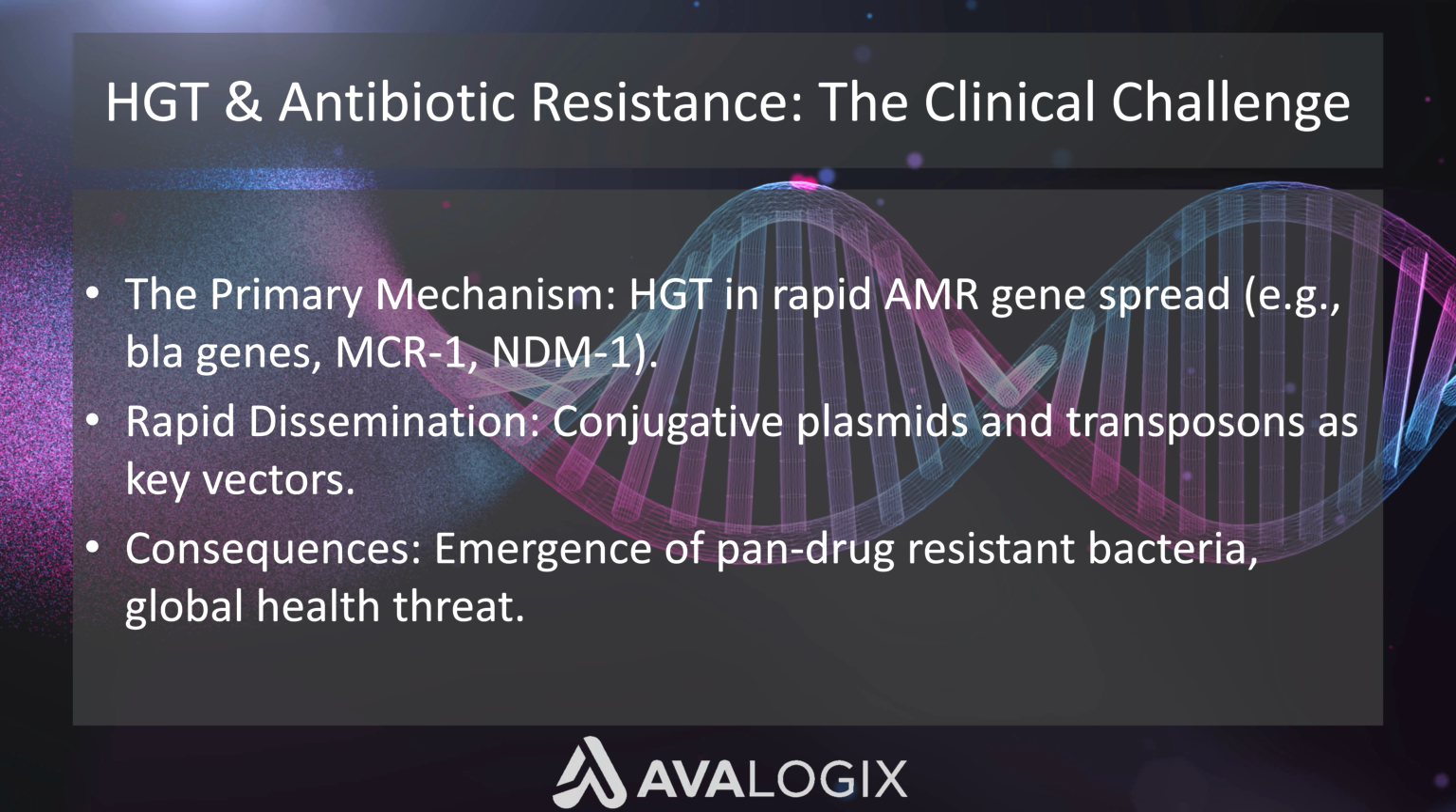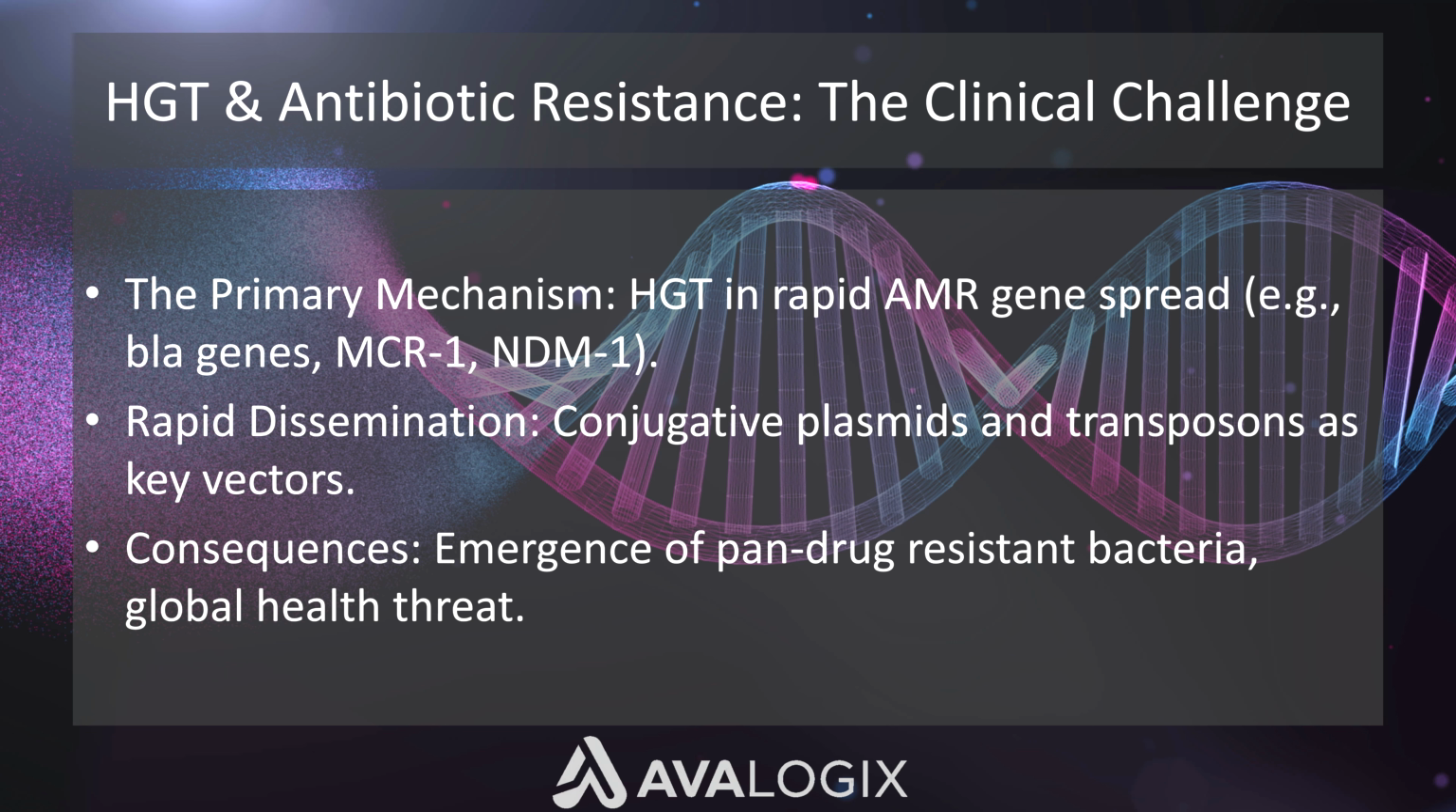The MCR-1 gene confers resistance to colistin, a last-resort antibiotic. Its discovery on a plasmid in China, 2015, raised global alarm. It meant colistin resistance could now spread via conjugation. NDM-1, New Delhi metallo-beta-lactamase 1, found on highly mobile plasmids. It provides resistance to nearly all beta-lactams, making it one of the most dangerous AMR genes known.